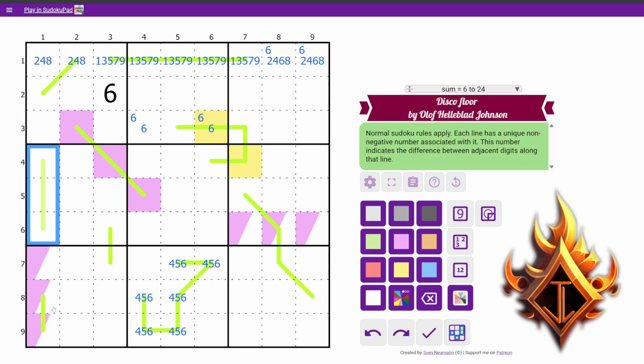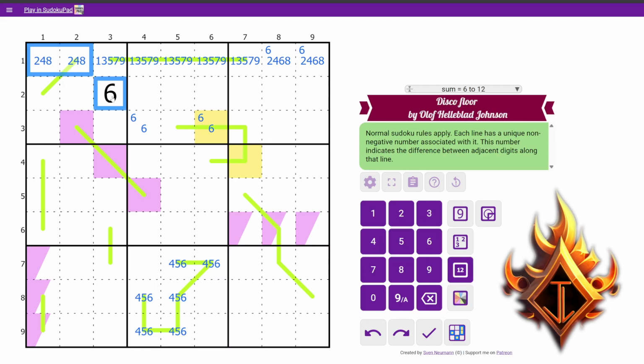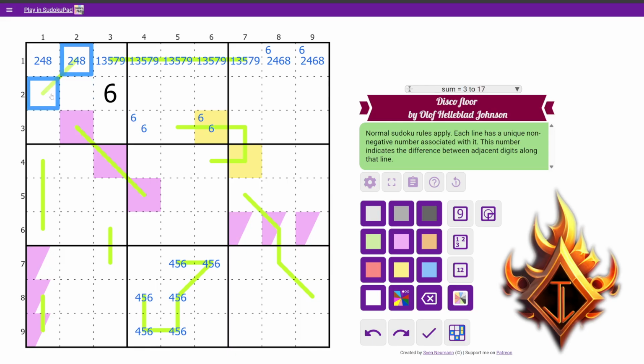Maybe I should mark evens. I do have 3 evens in this box. Can this one be the difference of 6? It would have to be the 2, 8, making that a 4.